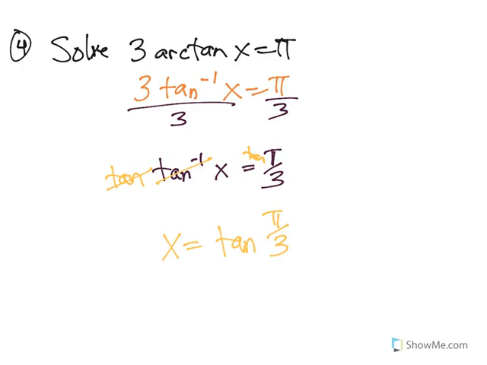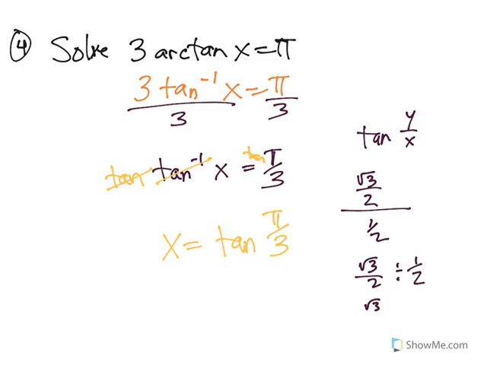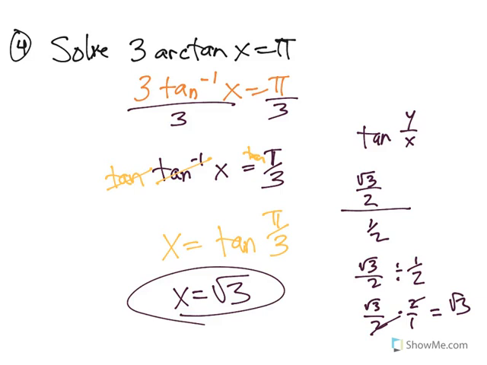Well, we know that the tangent at pi over 3. So what is tangent? We got to think a little bit more because tangent is not the prettiest. So remember that tangent is y over x. So at pi over 3, our y value is radical 3 over 2. And our x value is 1/2. So we can say, well, radical 3 over 2 divided by 1/2 is the same as radical 3 over 2 times 2 over 1, which gives us radical 3. So x equals radical 3. And that's doing some solving equations involving inverse trig functions.